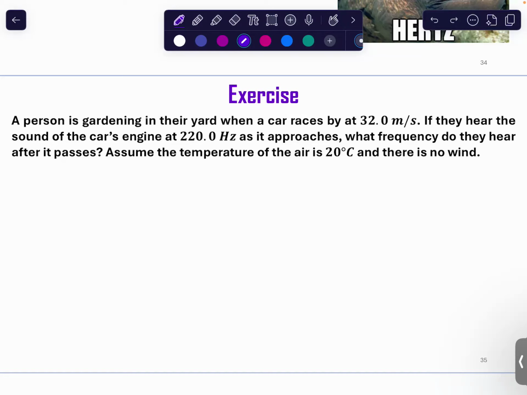Yeah, like the observer's not moving. So the observer's not moving. Only the source is moving.